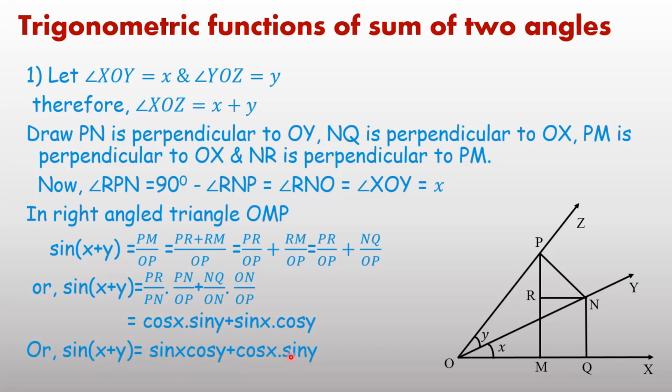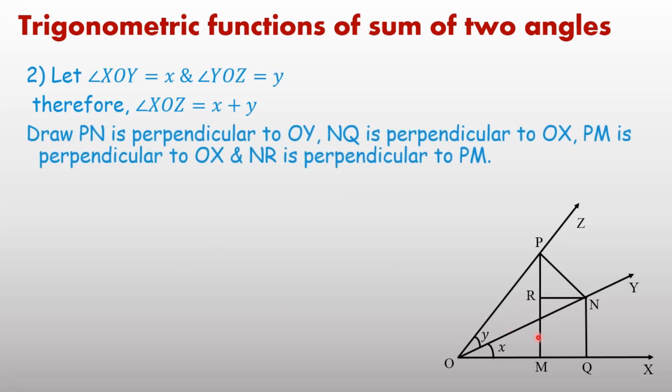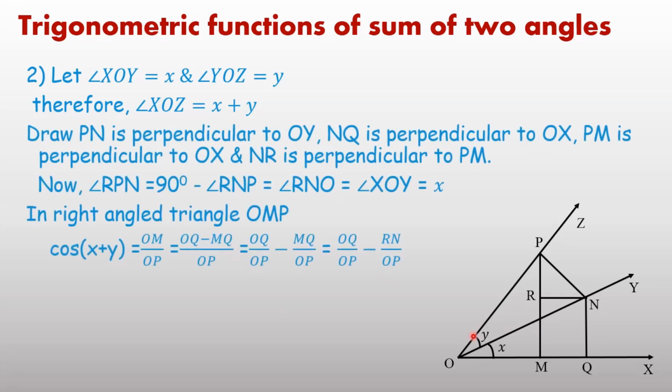This first identity you have covered in derivation: sin X plus Y equals sin X cos Y plus cos X sin Y. Same pattern, using the same figure you can derive the formula for cos X plus Y. If you concentrate on cos X plus Y, then it is base upon hypotenuse. Now next, same assumption, same figure, just written cos X plus Y. Base upon hypotenuse means OM upon OP. OM write down as OQ minus MQ. Then written separately OQ upon OP minus MQ upon OP.